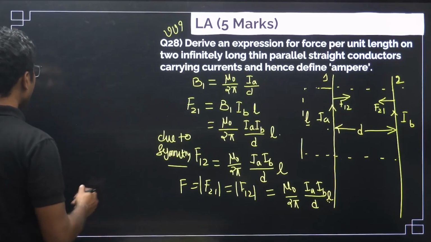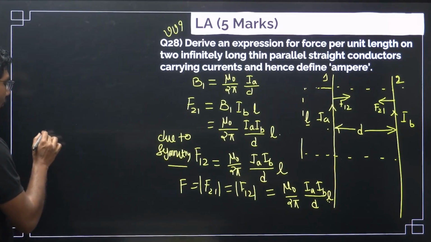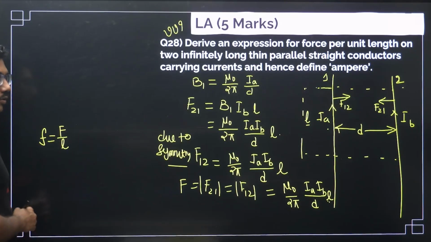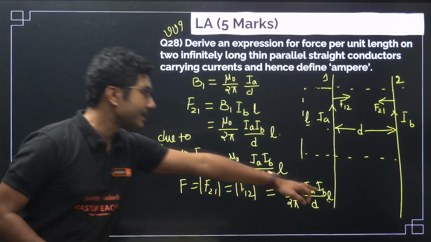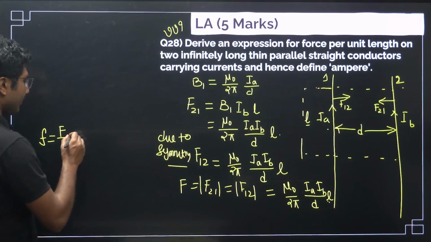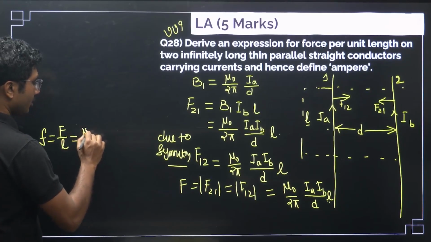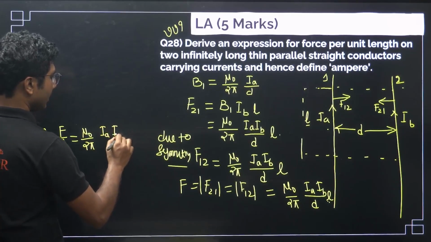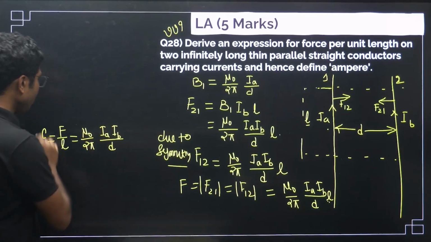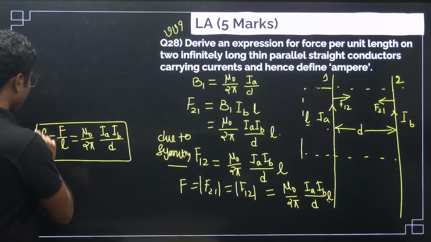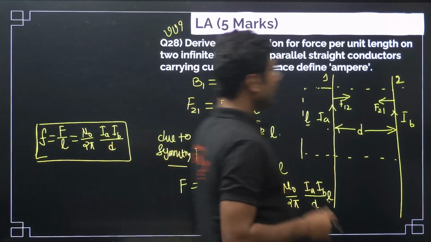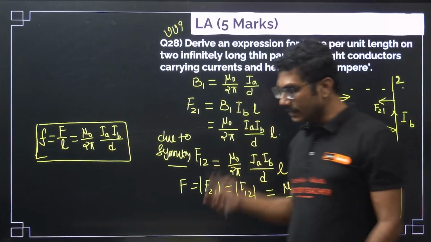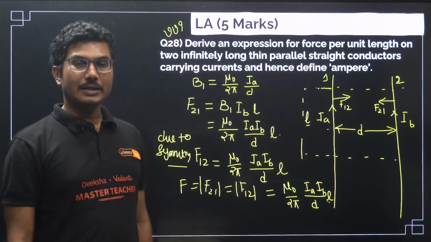So for that we define a quantity called force per unit length. Force per unit length means you have to divide this expression by L. So it will be mu naught by 2 pi IA IB by D. This is the expression for force per unit length between two current carrying parallel wires. This derivation is also very important. You have to practice it 2-3 times.